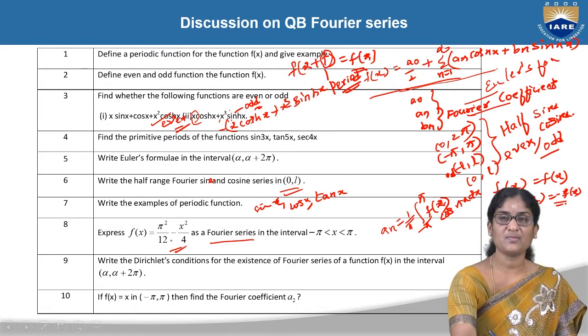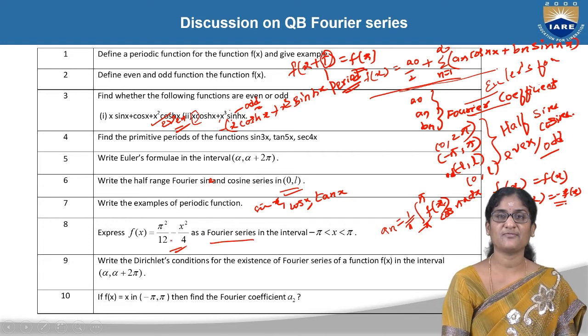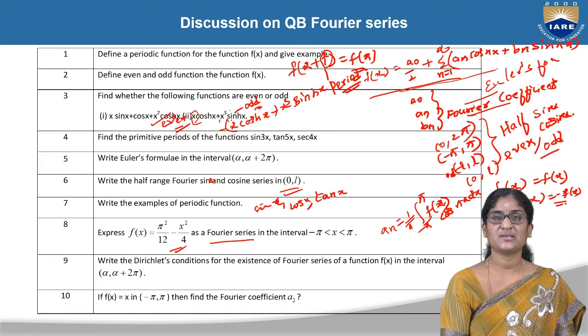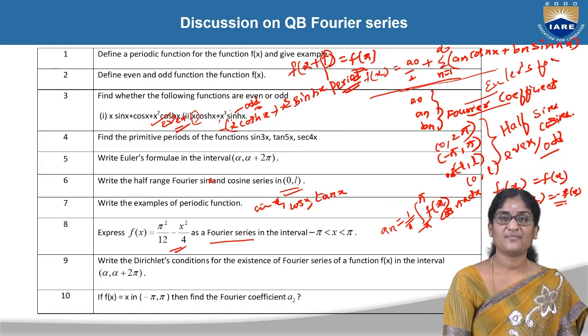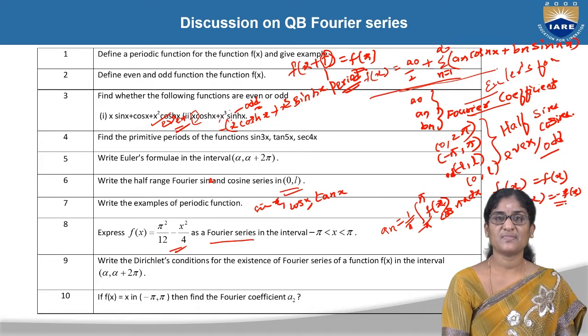F of x is equal to pi square by 12 minus x square by 4, and which can be solved by using integration by parts: the integral of f into g is f into g1 minus f dash into g2 plus f double dash into g3, and so on and so forth. So like that you can find out our a n value.